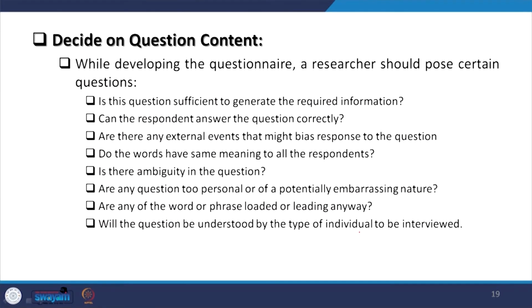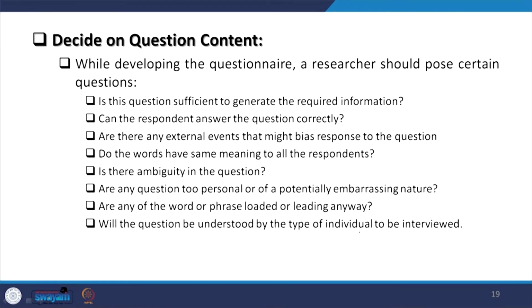Now, what to decide on question content, what should be the content in the questions, is part of the features of the questionnaire. Nine important features we are discussing. While developing the questionnaire, a researcher should pose certain questions like, is this question sufficient to generate the required information which you have targeted? Can the respondent answer the question correctly? Are there any external events that might bias response to the question? Is there any ambiguity in the question? Do the words have the same meaning to the respondents?